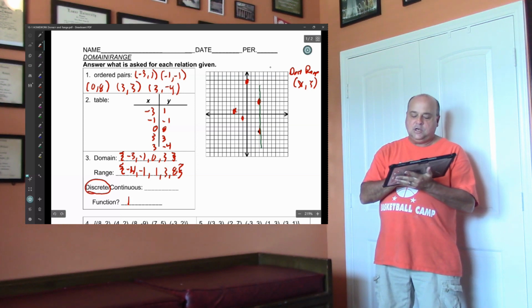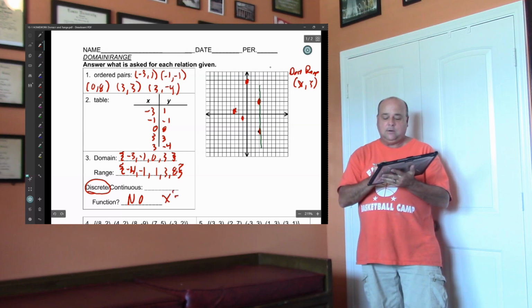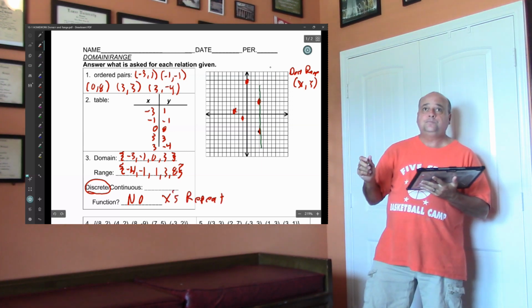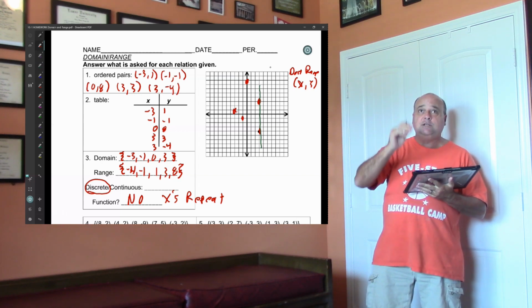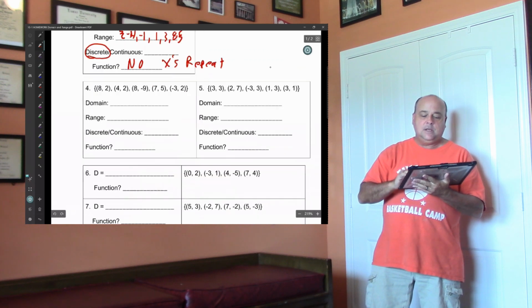Okay, and is it a function? No, and you would write down that the x's repeat. The x's repeat. That's why it's not a function. This is your homework. I just did this whole first problem. You're basically going to reproduce this on these.